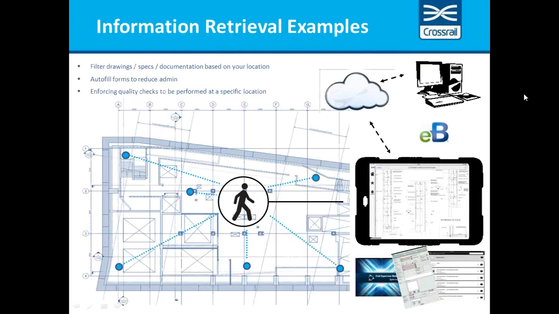And this idea of auto-population of forms to reduce admin: what we're finding with our operatives is that they have the capability to fill all the forms in the field, but they tend to take a photograph, or fill in just the information that they need, that they couldn't do elsewhere. Then they complete that operation in either a safe location or back at the office, and send the information into the back-end systems. You could enforce quality checks to be performed at a specific location, for example.